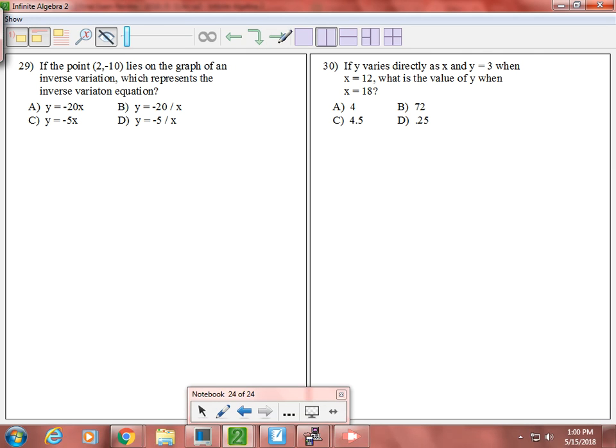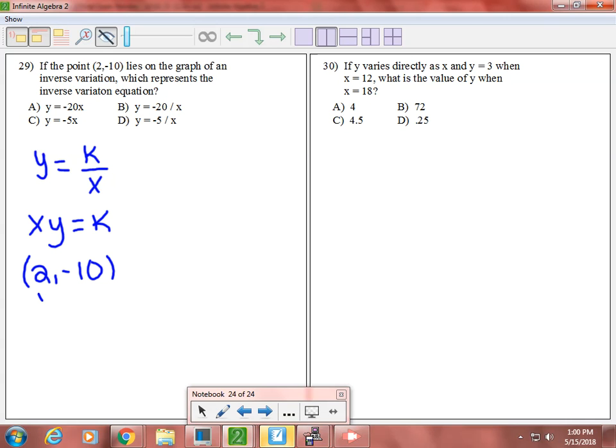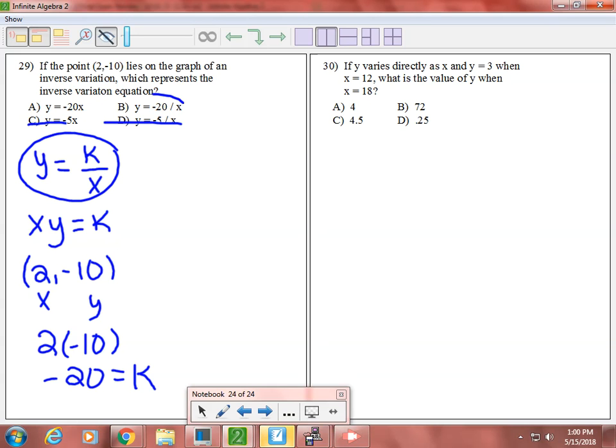The point 2, -10 lies on a graph of an inverse variation. So inverse variation is y equals k over x. So if we have our x and y, that's going to multiply to give us k. So what we have is an ordered pair. We have 2 and -10. Well, that's x and y. So all of these equations here are solved for a k value. So what we want to do is take 2 times -10 to get -20. That's our k value. And so which one looks like that? Well, one of these two. And you know that it has to look like a fraction. So your answer to this should be B.